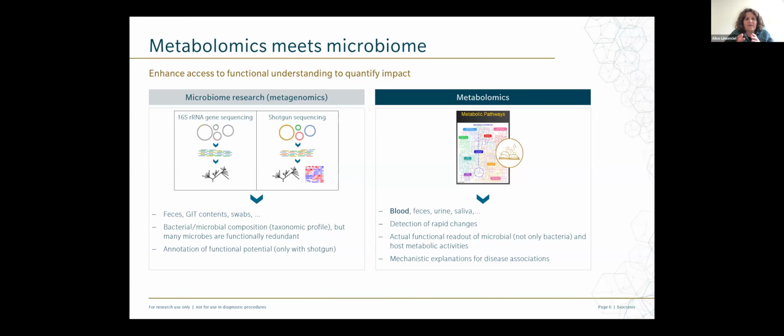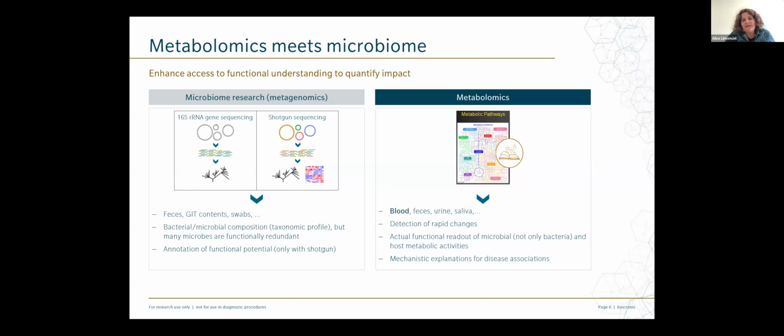In both cases, you can detect rapid changes, and I think if you've ever either performed or read studies about, for example, diet intervention, you can see that after a few days or a few weeks, you can see really strong changes both in the microbiome and in the metabolome. So for that, it's also nice to combine those two omics together, because they have a similar kind of quick pace to measure changes in the system that is studied.